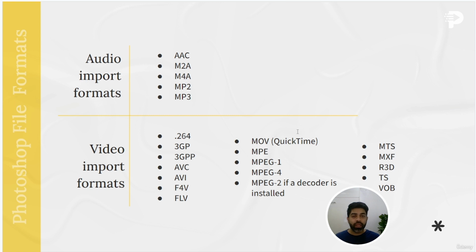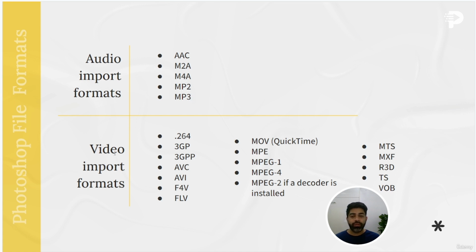Let's see very quickly the kind of files that are available for Photoshop to import. Now this varies from audio and video formats in case you're going to use that in later situations. But let's just go through all these lists right now, and then we'll understand some of the most commonly used file formats that you'll probably come across very often over the internet as well. So the first set of things is for audio import formats. This is AAC, M2A, M4A, MP2 and MP3.